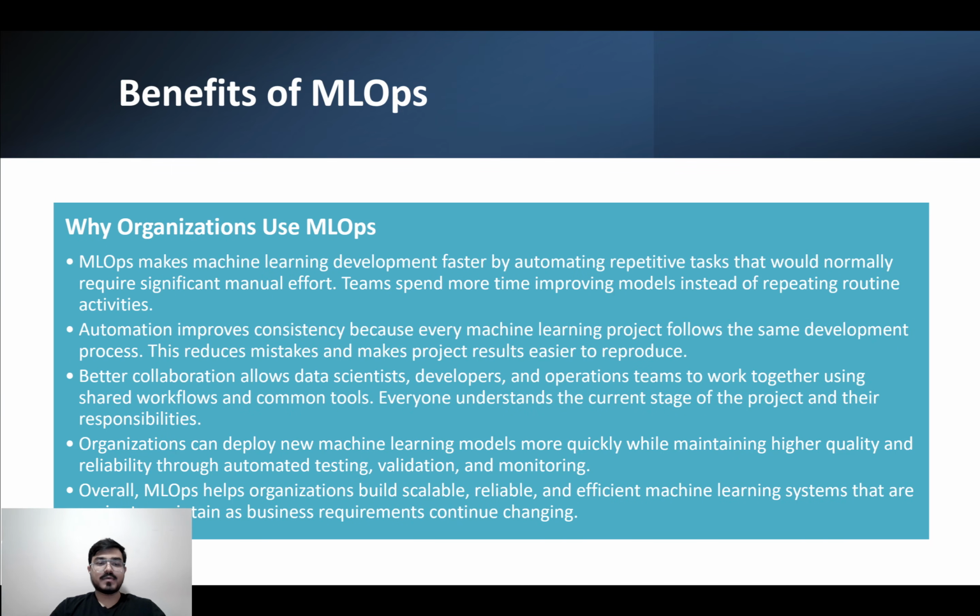So now let's discuss why organizations are investing so much time in MLOps. The first benefit is automation. Instead of repeating the same manual task every time a model is updated, many activities happen automatically. The second benefit is better collaboration. Since every team follows the same workflow, communication becomes much easier. Another important advantage is faster deployment. Because testing, validation, and deployment are automated, organizations can release improved machine learning models much more quickly.